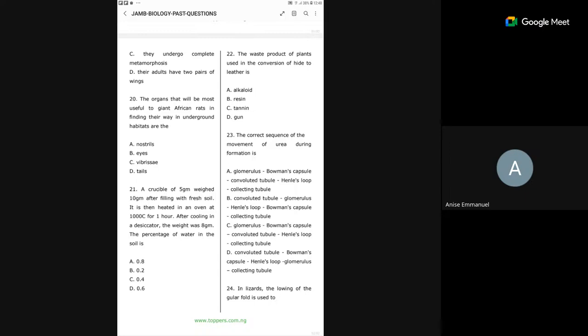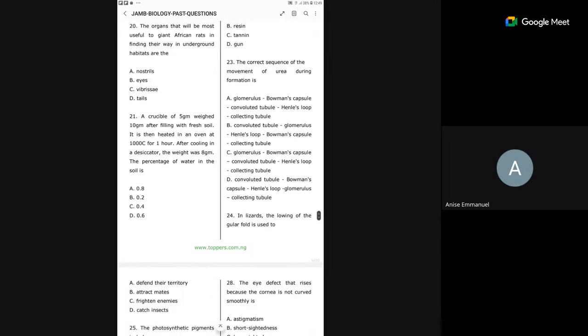Hide is what? Is the skin of animals. The skin we get from animals is called hide. So that hide is used to what? To make leather. Our leather shoes, leather bags are gotten from the skin of animals called hide. So how do we convert the hide to leather? We need to add some chemicals. So the one we use for conversion of hides to leather is called tannin. Tannin is used to convert hide to leather. So that's the answer to that question.